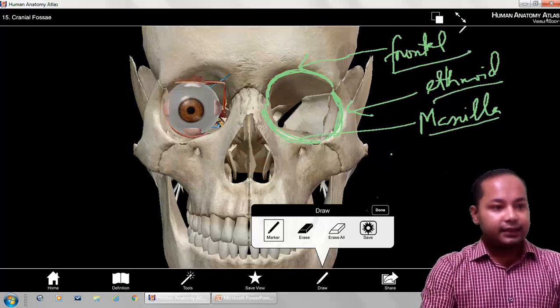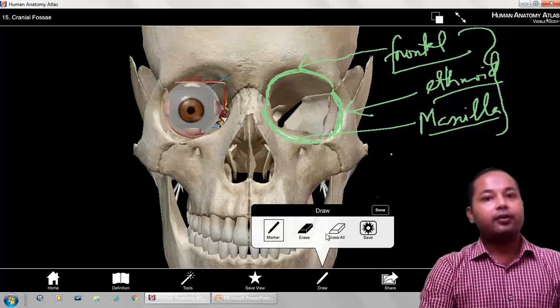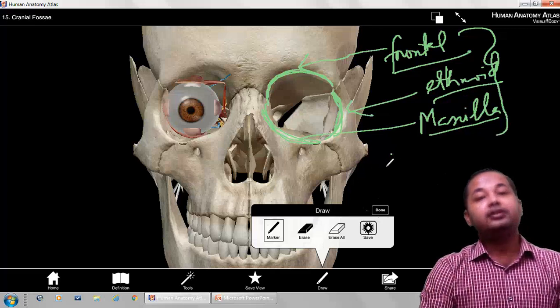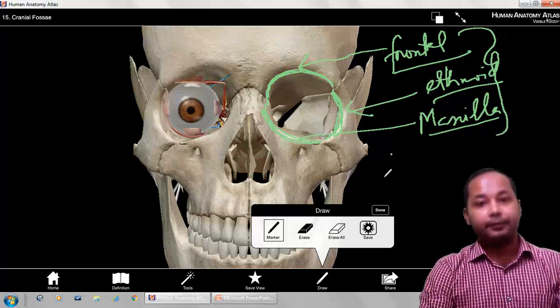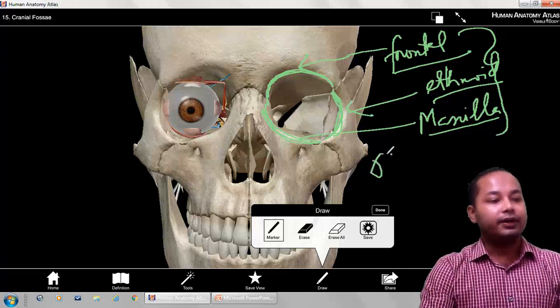But the thing is that these bones which make up the orbital cavity are not actually the orbital cavity in depth or the inside. What you see is actually the orbital margins.